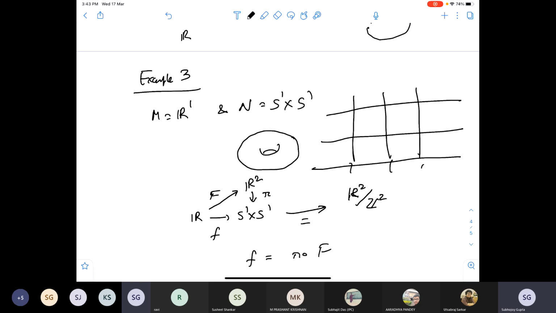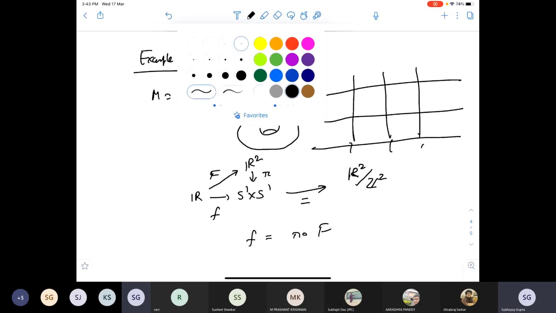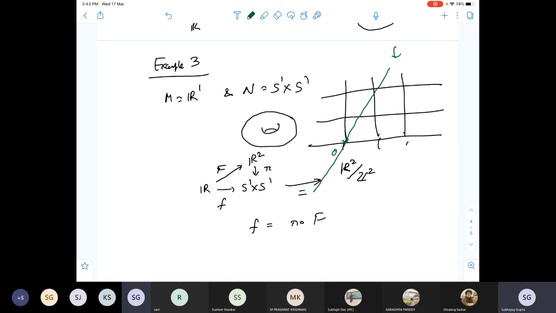All right, and what's this F? Well, capital F is just this line embedding. I didn't talk about embeddings, but this is a straight line of irrational slope. So suppose this is the origin. You pick some line. This is the image of F. So it's a line of irrational slope.